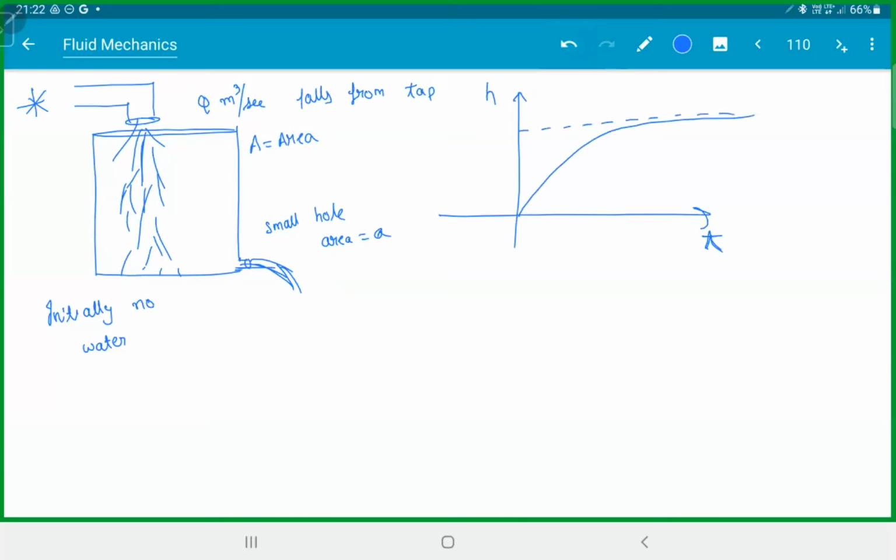Is that making sense, Rishi? Yeah, makes more sense. You're getting it. Initially, there's no water to go out. As the water is getting collected, as the height increases, more and more water goes out.